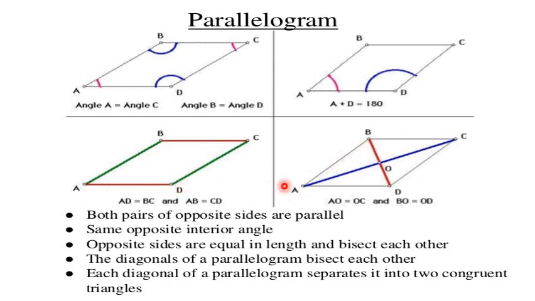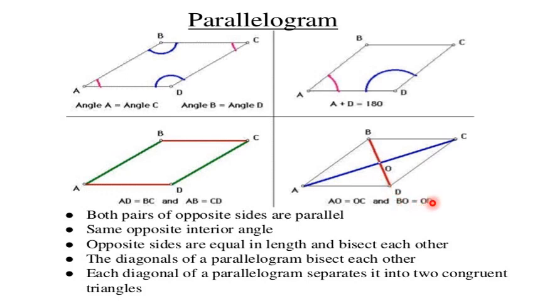Then coming to the diagonal properties, suppose AC and BD are the 2 diagonals of this parallelogram, you can see that these are the 2 diagonals for this parallelogram and they are intersecting at the point O. So according to the properties of parallelogram, diagonals bisect each other. That means AO is equal to OC. Similarly, BO is equal to OD.